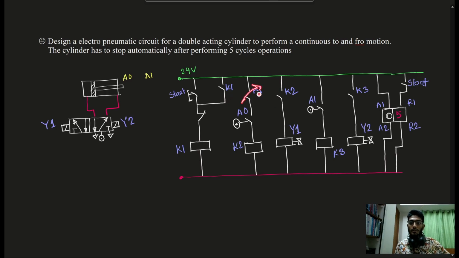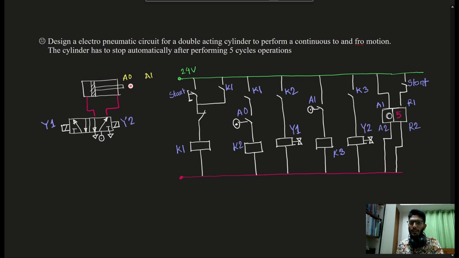This K1 closes and this contact will sense the A0 position, and the cylinder is at A0 position at first. So this contact also closes, this limit switch I mean. Now K2 energizes. Because of that, this make switch closes and Y1 coil energizes. Because of that, the left side of this 5x2 DCV will actuate and the cylinder will extend to A1 position.